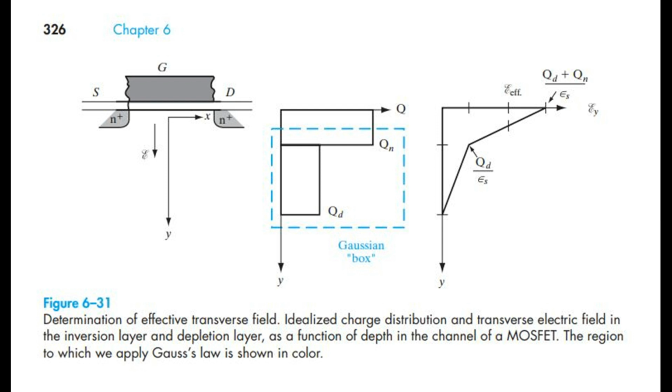Figure 631. Determination of effective transverse field. Idealized charge distribution and transverse electric field in the inversion layer and depletion layer, as a function of depth in the channel of a metal oxide semiconductor field effect transistor. The region to which we apply Gauss' law is shown in color. We can apply Gauss's law to the region marked by the colored box in Fig 631, which encloses all the depletion charge and half of the inversion charge in the channel. We see that the average transverse field in the middle of the inversion region is given by.